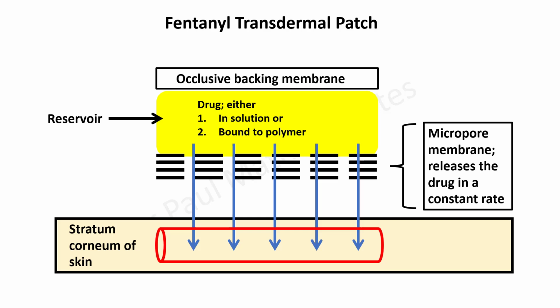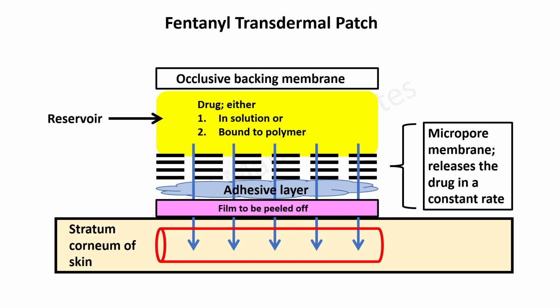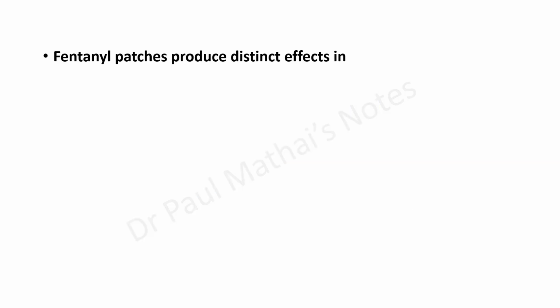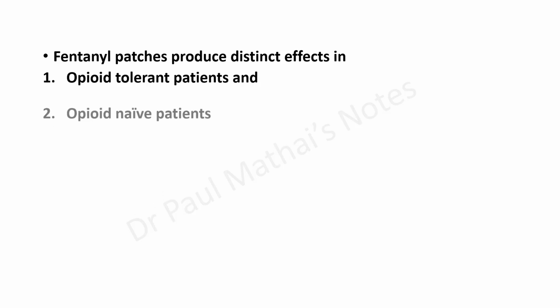Now, on the undersurface of the micropore membrane is an adhesive layer, and before sticking this to the skin of the patient, we need to peel off a protective film, and then you stick the patch to the skin of the patient. Now, we need to understand very clearly that fentanyl patches produce distinct effects in opioid tolerant patients and opioid naive patients.